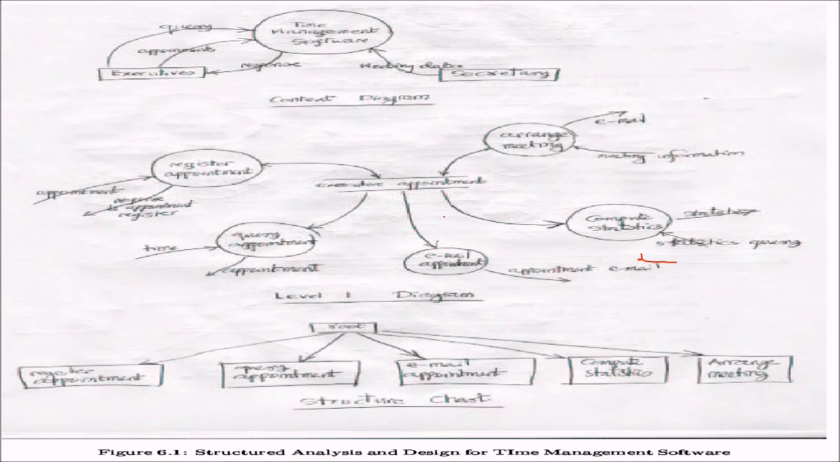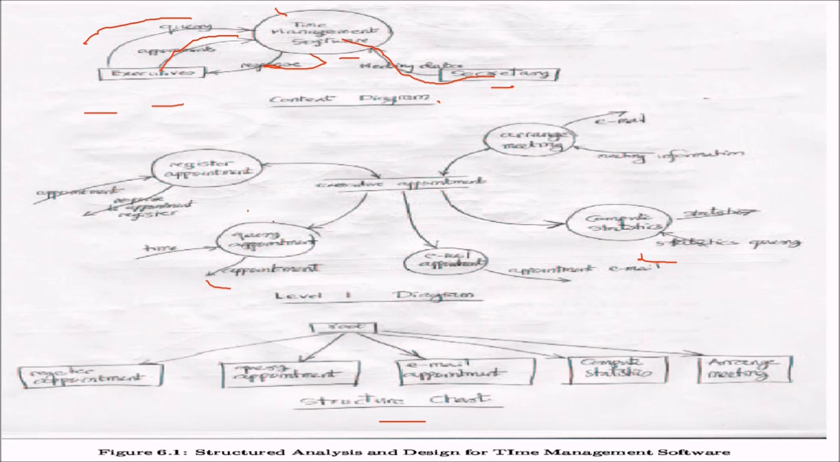So we have the solution, right? We'll try to draw the context diagram first, and then we have the level 1 diagram, and then we have the structure chart. So the context level is like this. This is the time management software. We have executive and secretary. These are two entities. So the context diagram will say the secretary will place a meeting date, or decide a basic meeting date. The executive may query, may make appointments, or may take the response from the time management system.